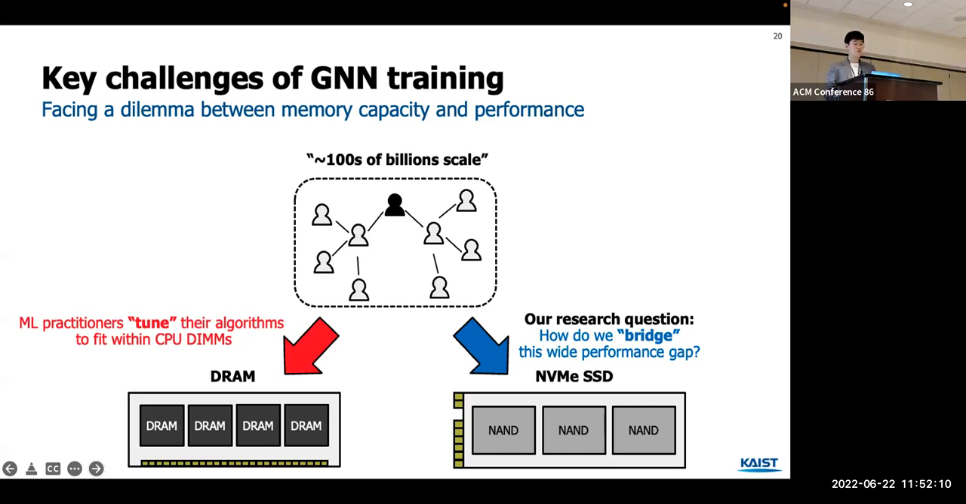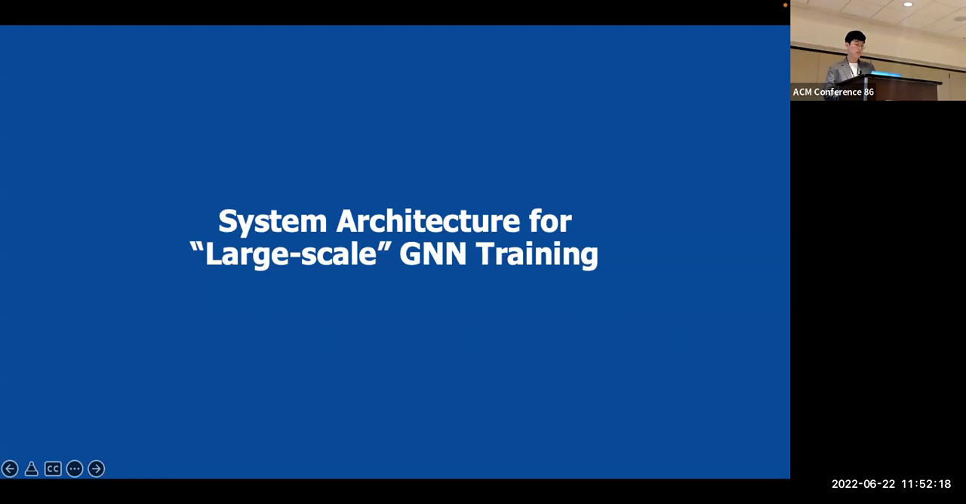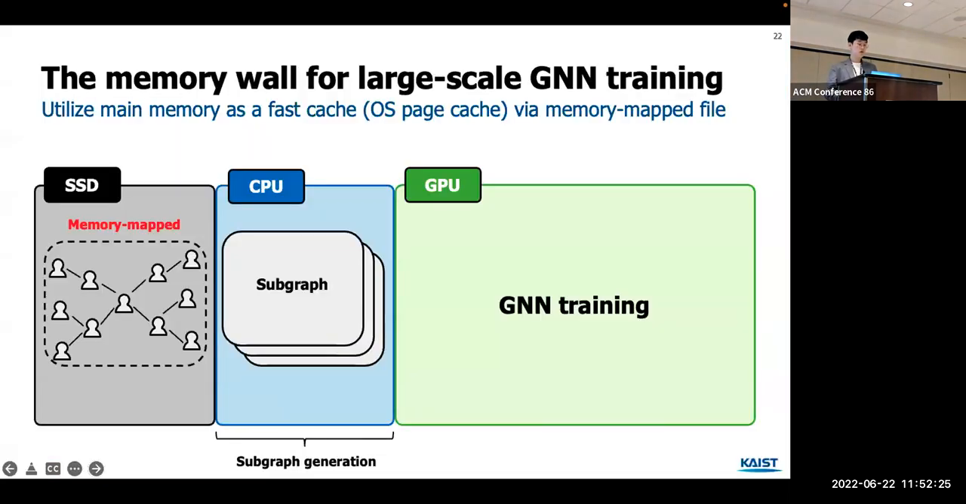To answer these questions, we first build our baseline SSD-based system for large-scale GNN training. So let's look into our baseline system architecture. The large-scale graph data can be stored in SSD and accessed by memory mapped file. So during training, CPU memory is utilized as a fast cache using OS page cache. For this reason, it is possible for our baseline system to reduce the access latency for high locality accesses.